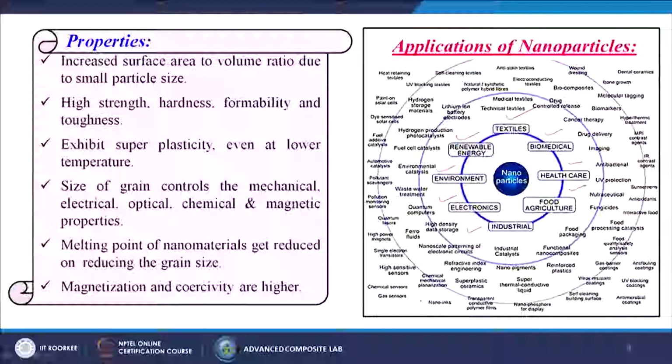So, we can make it for sensor applications, we are using it for UV blocking coatings, for bone growth, molecular tagging, and dental ceramics. So, there are n number of applications where we are using nanoparticles today. So, first we have to classify the nanomaterials.